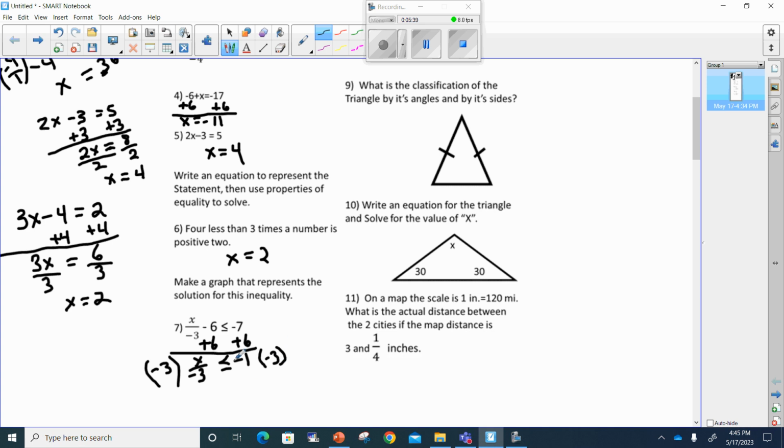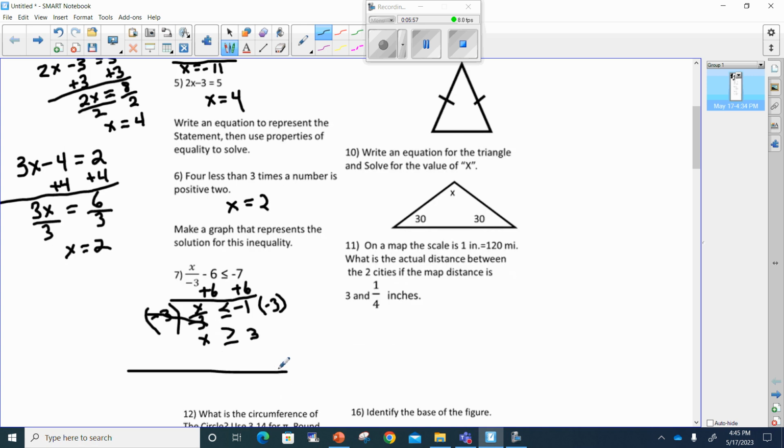Now I got a negative times a negative, that's a positive, and 1 times 3 is 3. And x is left alone because the negative 3's cancel each other out. But remember, whenever I multiply or divide by a negative number, I have to remember to turn my inequality in the other direction. It did say to make a graph, so I'm going to put my graph here.